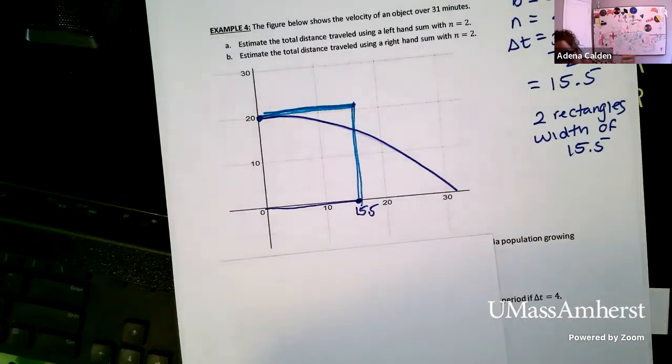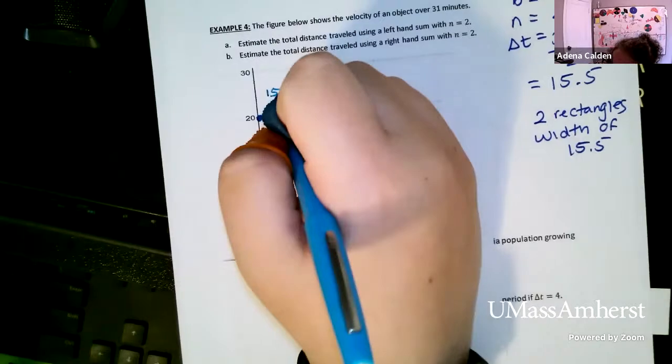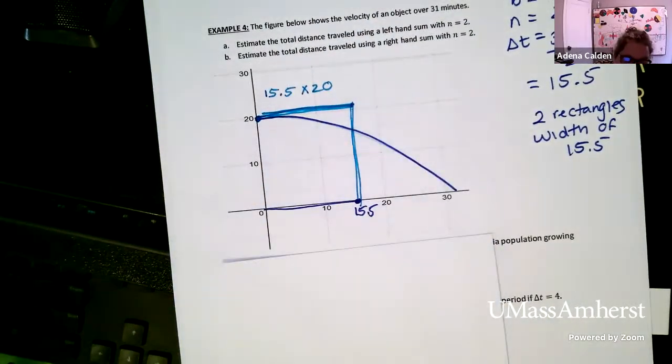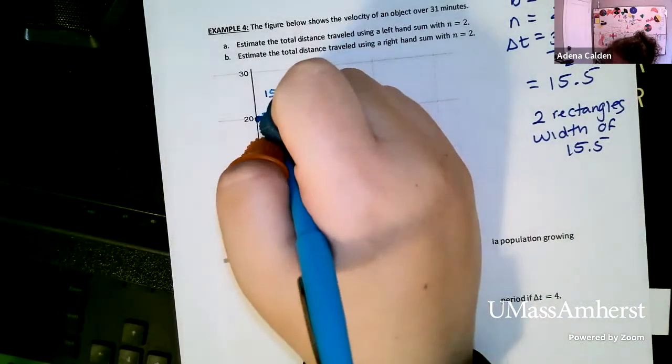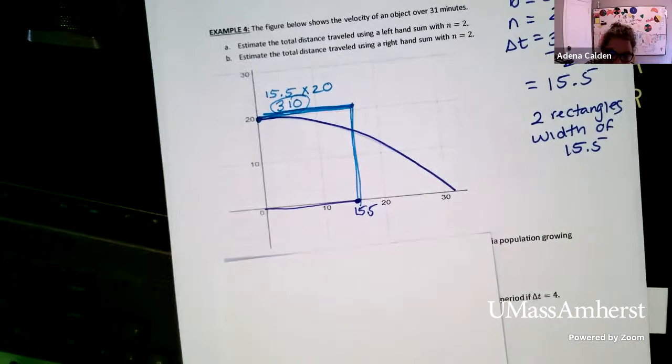So here, the area of this rectangle is 15.5 times 20, right? So the time times the rate. If I multiply those two numbers together, I'm going to get 310 for the area of that first rectangle.